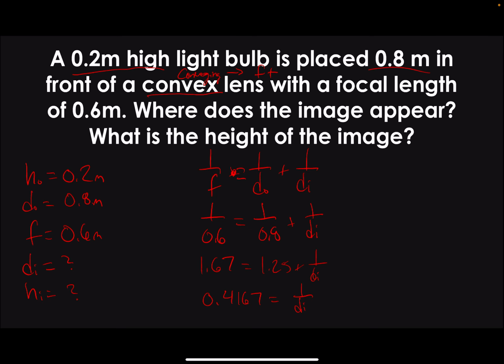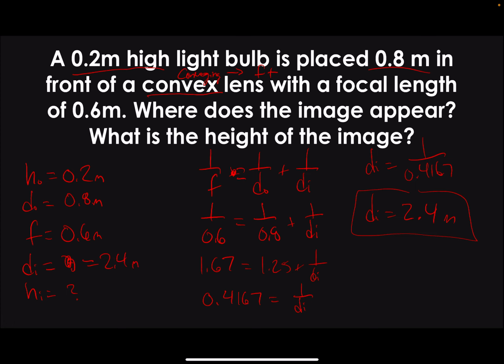I always remind you, make sure you're keeping exact values in your calculator. Don't round your numbers until the very end. If we want to flip both sides, we just take the reciprocal of both sides. So d_i is going to be the reciprocal of 0.4167, which I believe you should get 2.4. So this is equal to 2.4.